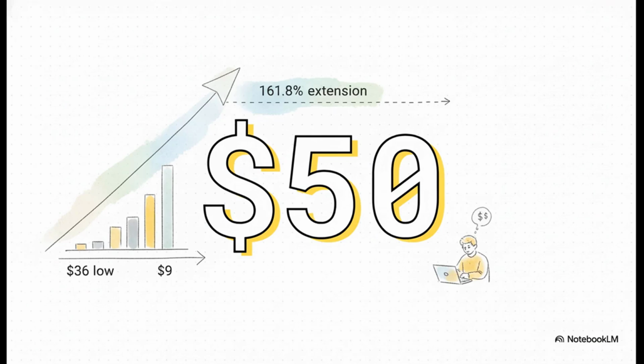And here we go, our first potential destination. A really common extension level is 161.8%. So we take that percentage of our original $9 range and we add it to the low of 36. And that gives us our first potential target price, $50. A very, very common spot where you'll see traders start to take some profits off the table.